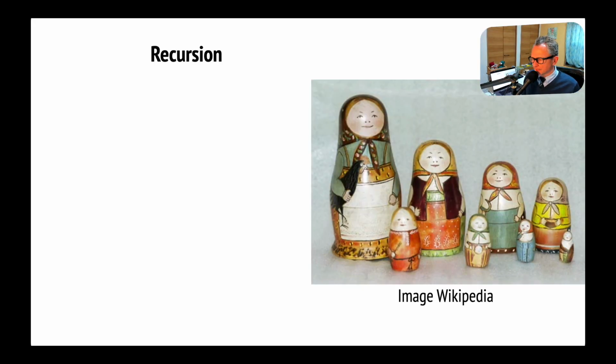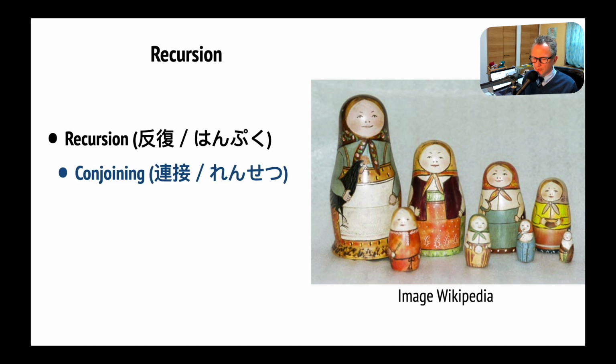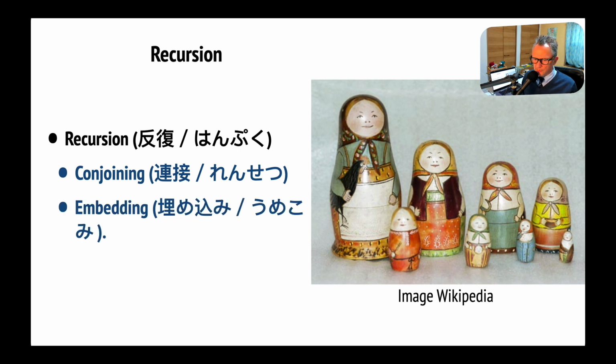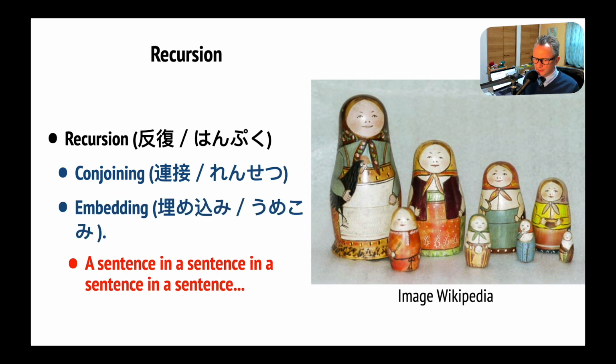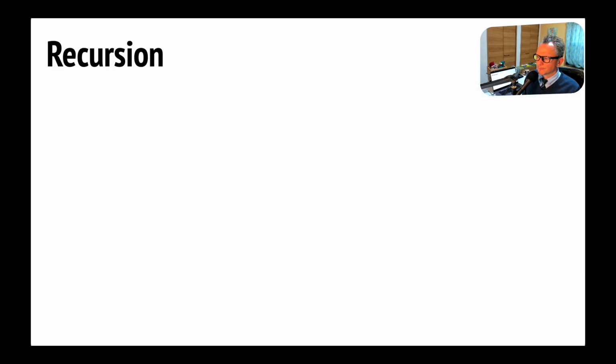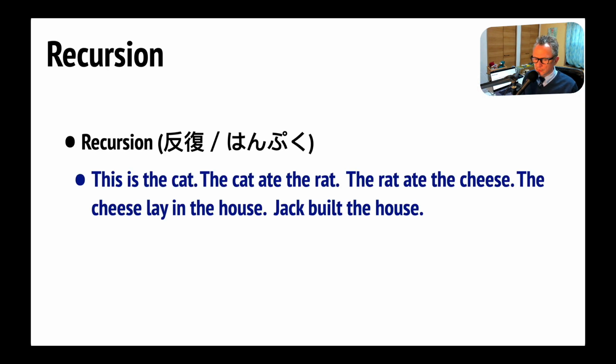So that's an example of recursion there. And also maybe you've seen these Russian dolls. That would be an example of a doll within a doll within a doll, so recursion. And in grammar, we have conjoining, which is densetsu, and embedding, which is umikomu koto, right? So a sentence in a sentence in a sentence, for example. All right. So this is the idea of recursion.